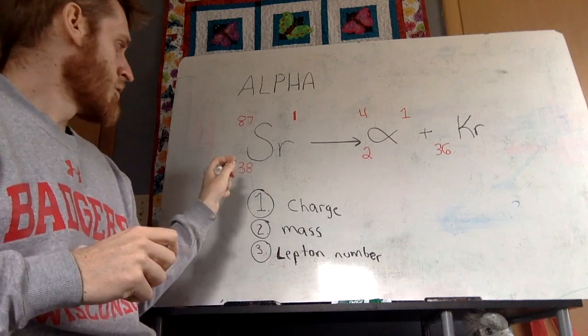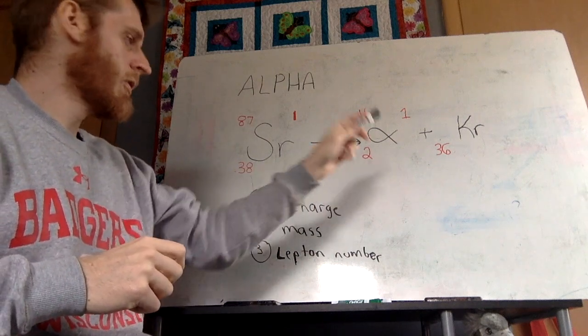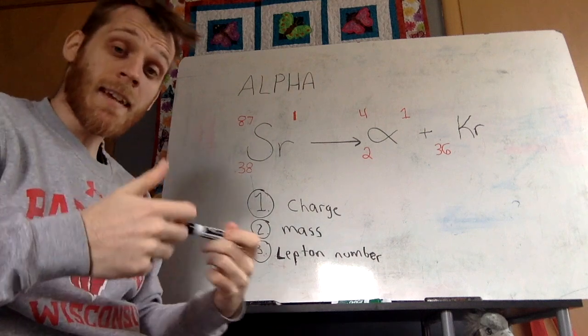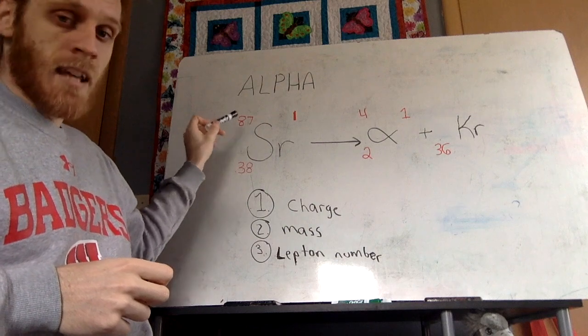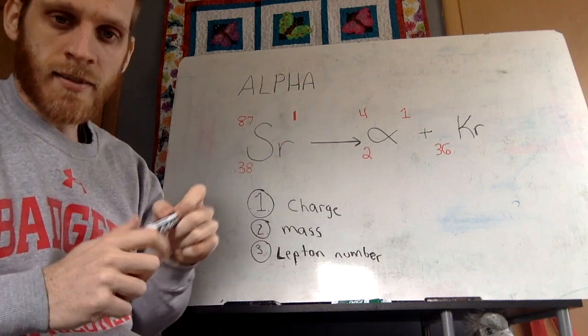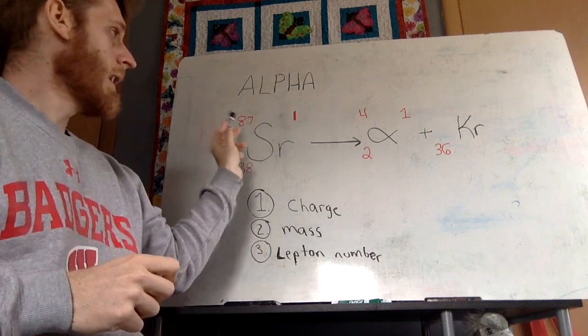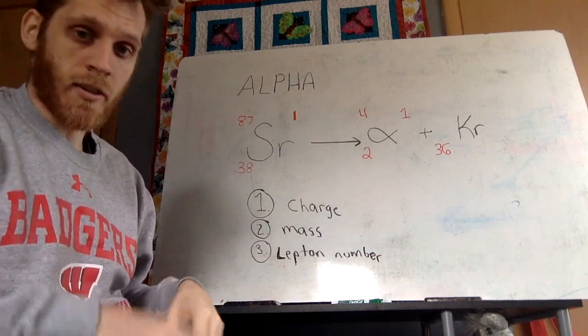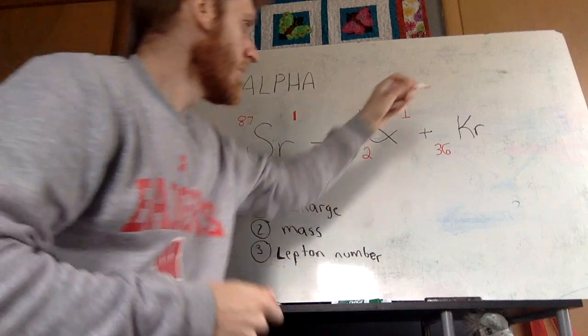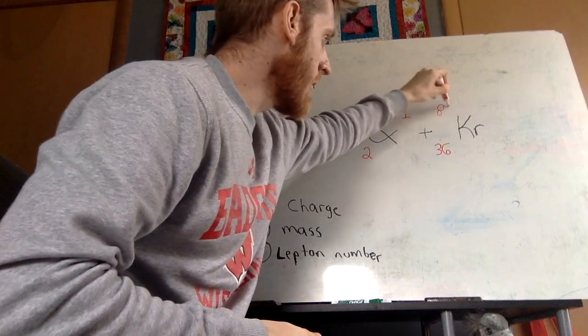Alright, so then the charges are balanced. 38 equals 2 plus 36. Check. Next step, I'm going to balance the mass. Now, the mass is 87 over here. That means the mass on the right-hand side has to be 87 as well. Well, 87 does not equal 4. It equals 4 plus something else. That something else is going to be 83. So I'll put 83 up here. That's going to be the mass of krypton.